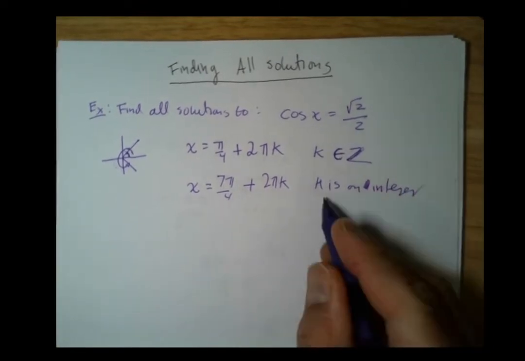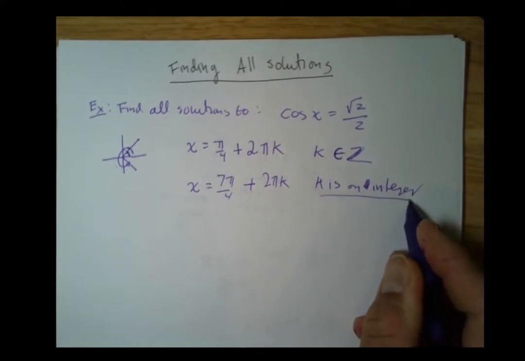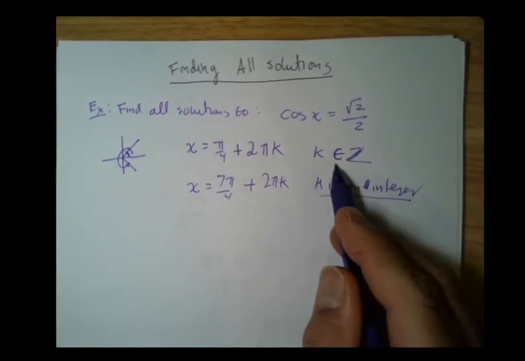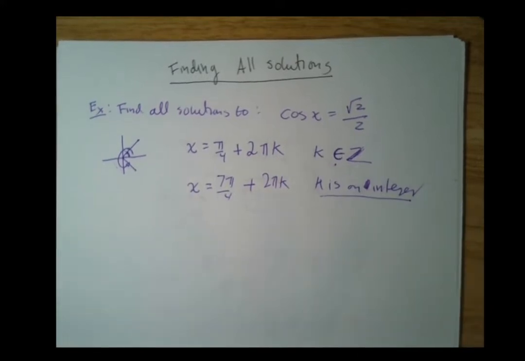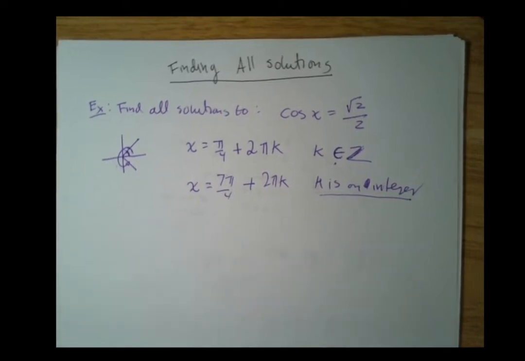So if you explicitly write this out, k is an integer, that works. Or if you write this in more mathematical notation, k is an element of Z. But you have to explicitly say that. If you just write k, k can be any number, which is not true. It has to be an integer, and you must explicitly state that. And that's how you would find all solutions.